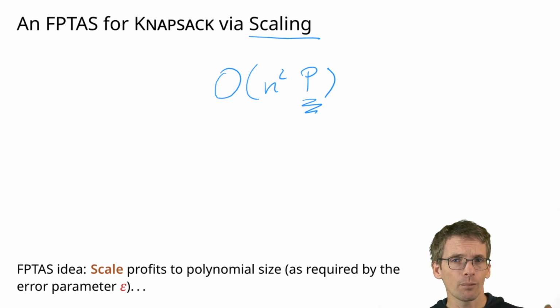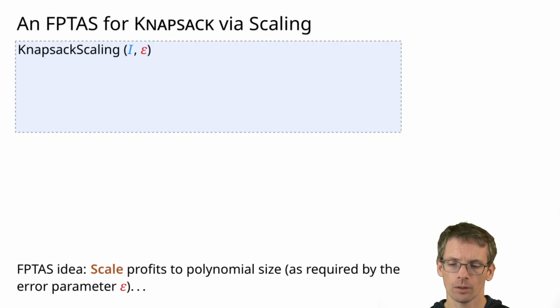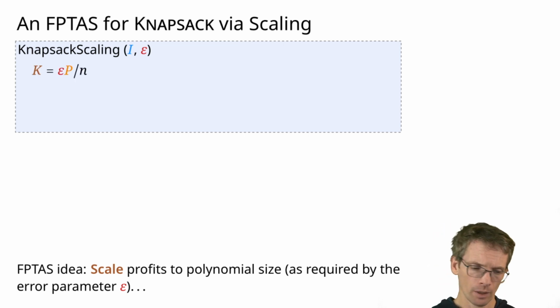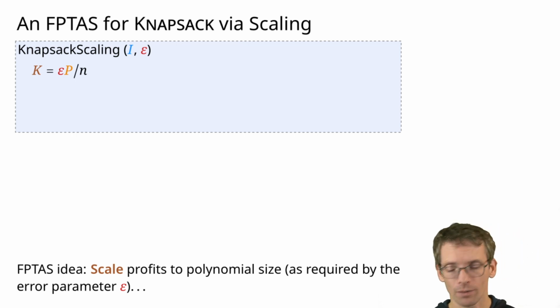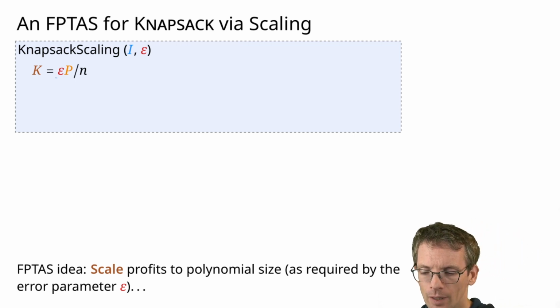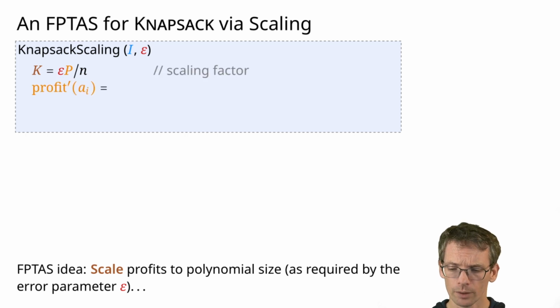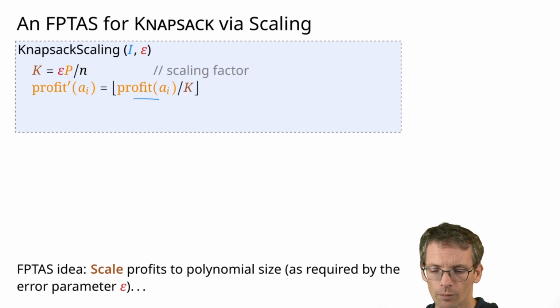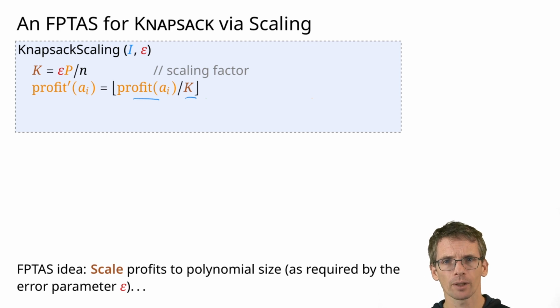Now, if we scale down p, then we are going to improve this running time. So we have our instance, we have the epsilon that we want to achieve, and now this is our scaling factor, or the term by which we're going to divide our profits, and that is epsilon times p divided by n. We're going to define new profits, and those will be the old profits divided by this value k.